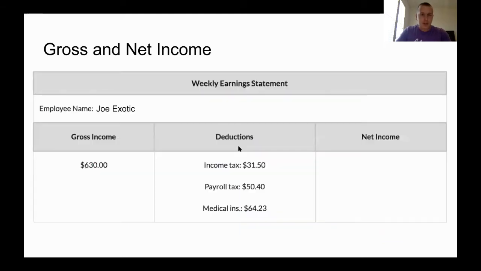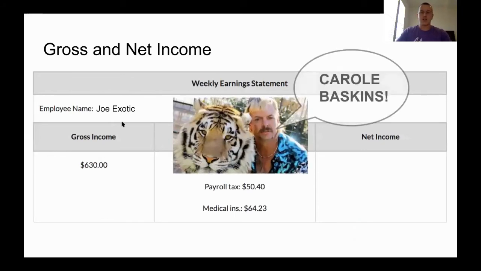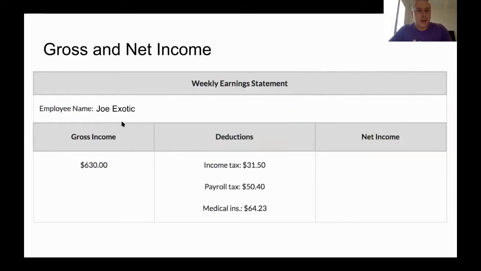So let's take a look at a gross income and net income problem that you might see. This employee is Joe Exotic. Oh, hey, Joe Exotic. Looks like he's going to get Carole Baskin. Those two are always up to no good. But we're going to take a look at what Joe Exotic's net income would be after all his deductions got taken out. The way I like to think about this one is that it's a lot like an order of operations problem. We're going to start with our total, and our total is 630. Then we're going to subtract a whole bunch of things, and what I like to do is put this in parentheses.